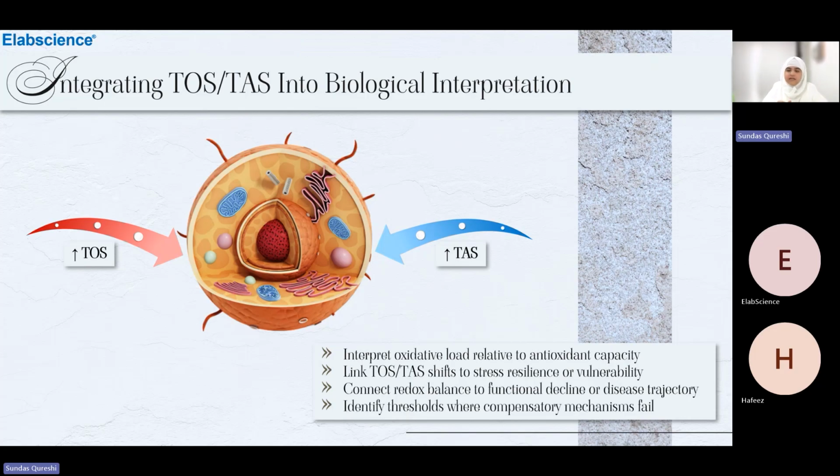And by reading the TOS and TAS as a coordinated profile, we can get a clearer view of where the system is sitting along the path from normal physiology to stress, compensation, and eventually disease progression.